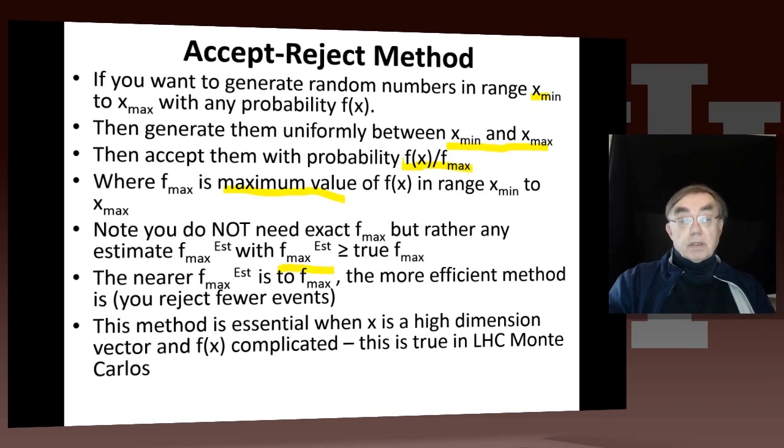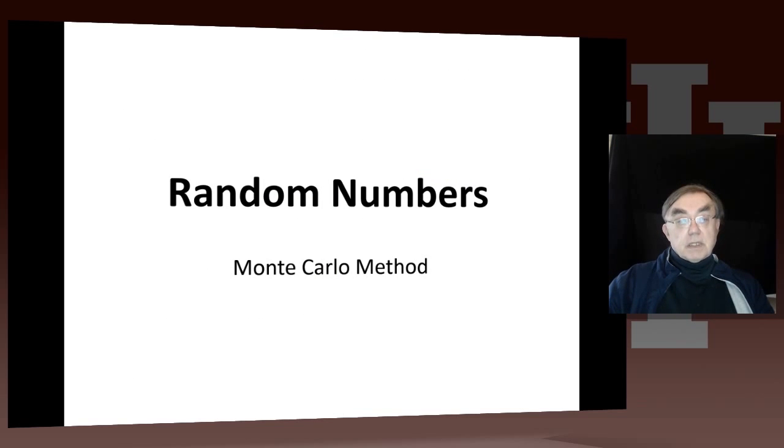Whether that's important or not depends on how long it takes to generate the events. Anyway, this is the only possible way of doing it for high-dimensional x, where f of x is very complicated, because you can't do the integrals any other way. So this is the foundation of how to generate random vectors in a complicated space. Now we come to use these to do the so-called Monte Carlo method.